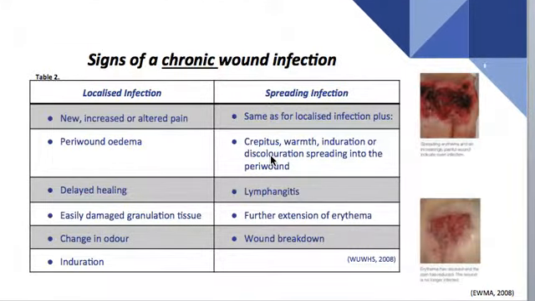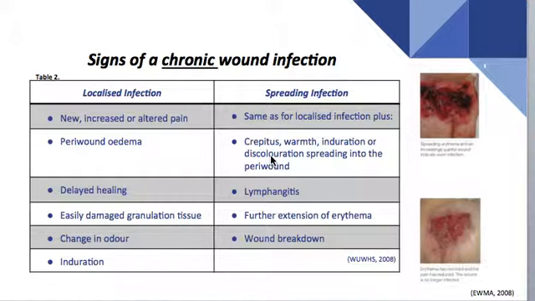Chronic wounds are defined as wounds which have failed to proceed through an orderly and timely reparative process. Chronic wounds can include bone infections or ulceration due to diabetes, venous, arterial, or traumatic complications. If a chronic wound has developed a localized infection, the patient will experience symptoms such as new, increased, or altered pain, peri-wound edema, delayed healing, easily damaged granulation tissue, change in odor, or induration, which is the hardening of normally soft tissue.